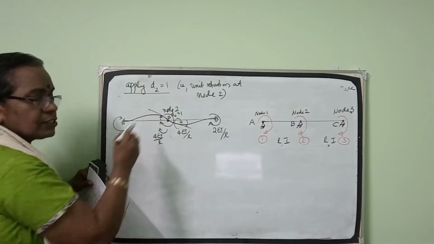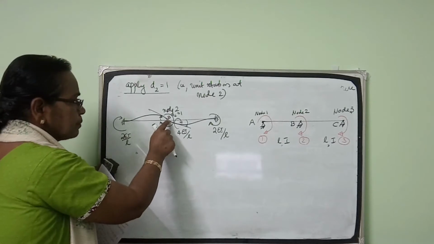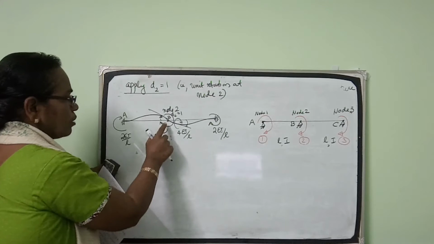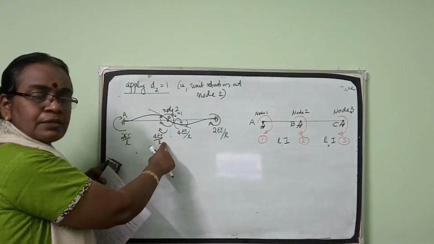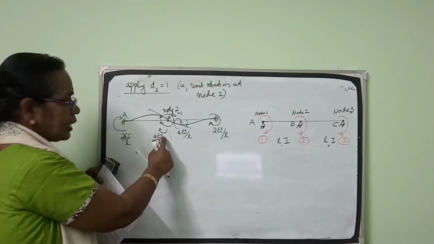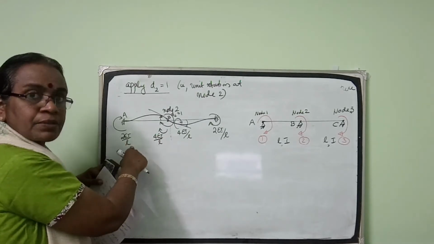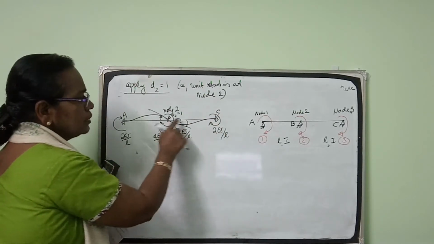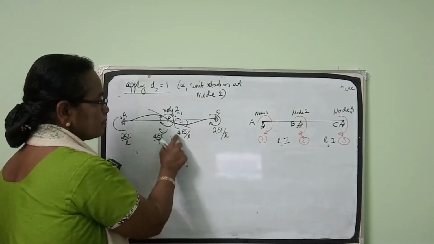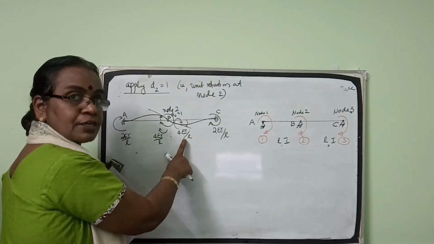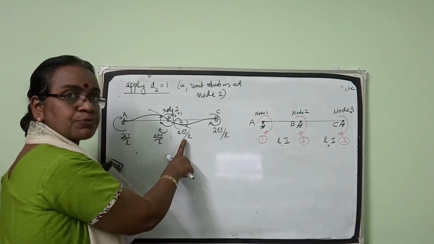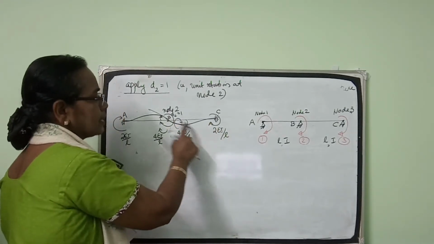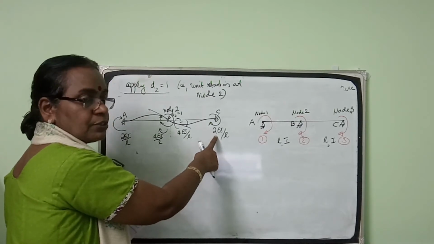So when we give unit rotation here, for the span BA, the moment induced at this point will be 4EI by L into theta B. Since theta B is equal to 1, the moment is 4EI by L. At the far end, the moment induced will be 2EI by L. Similarly, considering the span BC, the moment induced at point B is 4EI by L into theta B. Theta B being 1, it is 4EI by L. The moment induced at the far end is 2EI by L into theta B. Since theta B is 1, it is equal to 2EI by L.